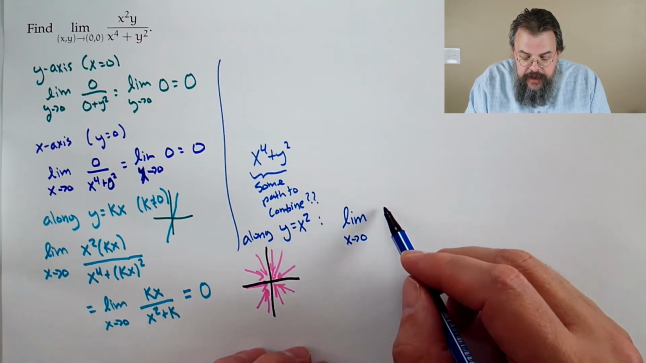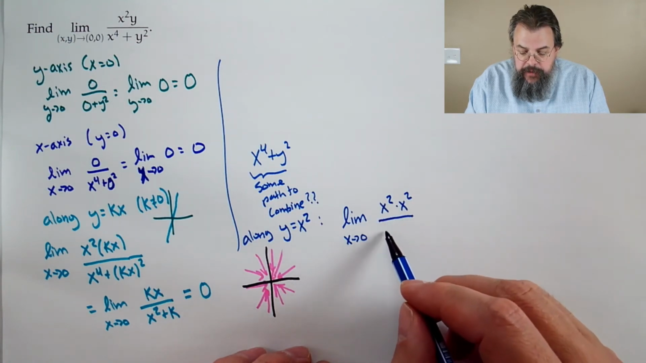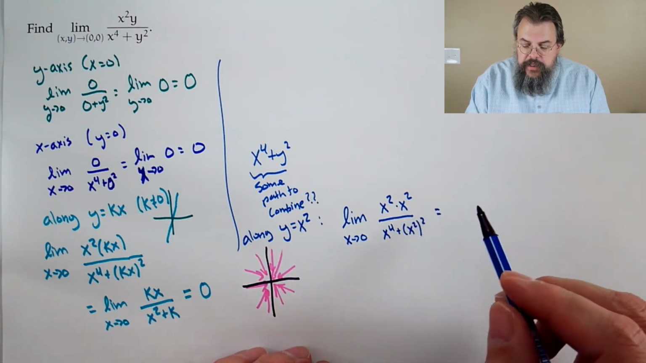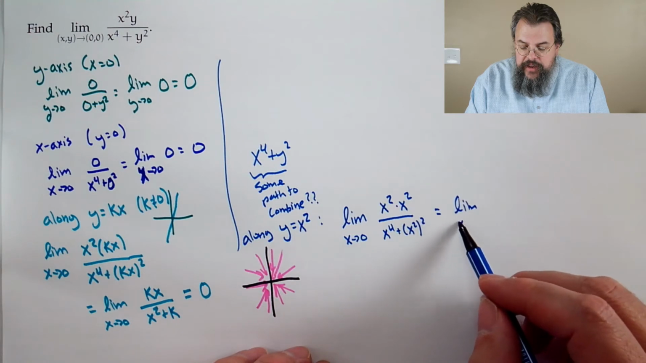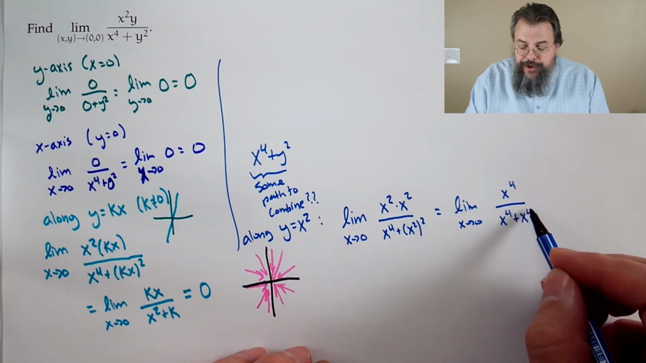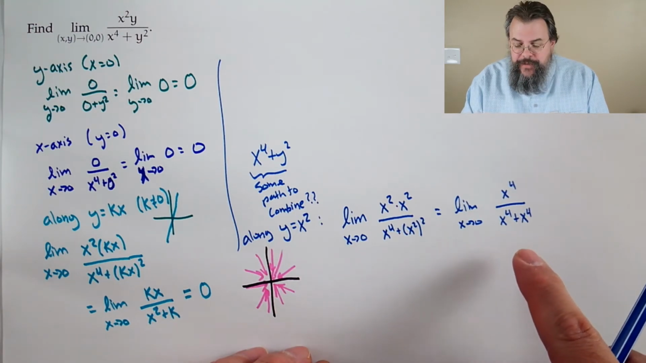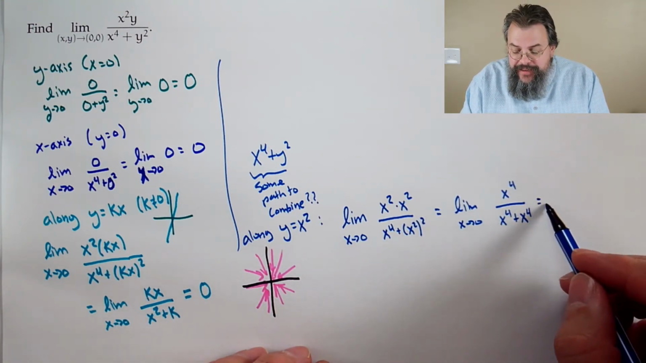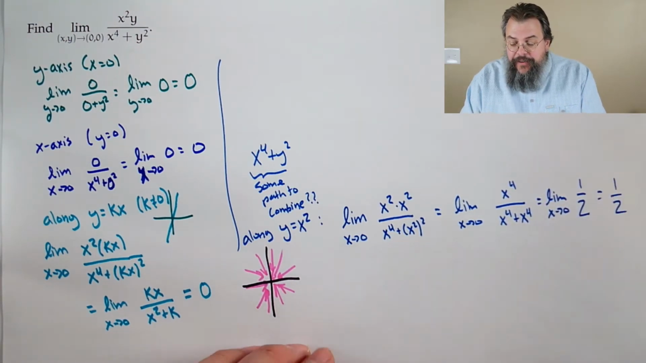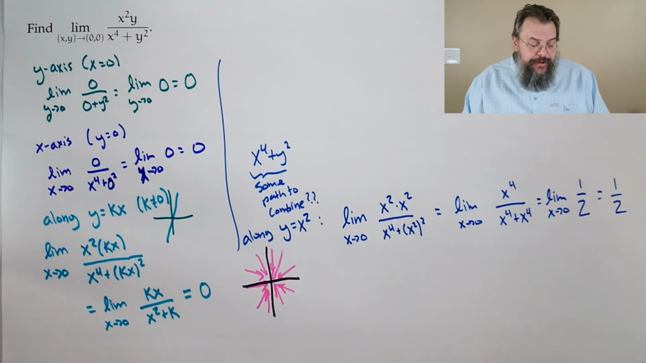So we're going to have x squared y, so remember y is x squared, divided by x to the fourth plus y squared. Well, that's our limit as x goes to 0 of x to the fourth divided by x to the fourth plus x to the fourth. Oh, do you see it? Do you see it? It's 2x to the fourth downstairs, which makes this the limit as x goes to 0 of a half, which is a half. What? This is crazy.